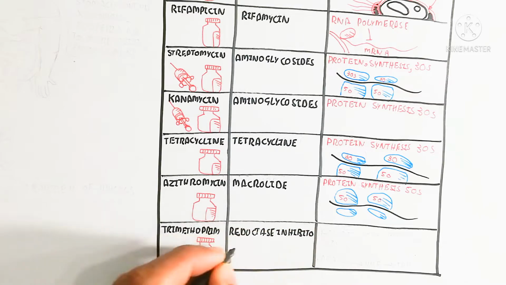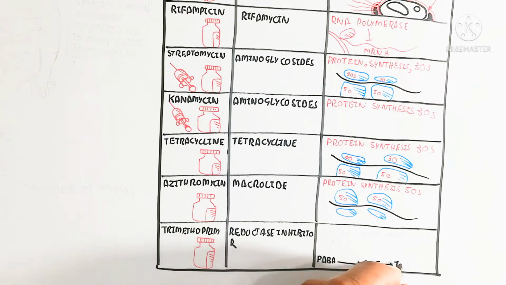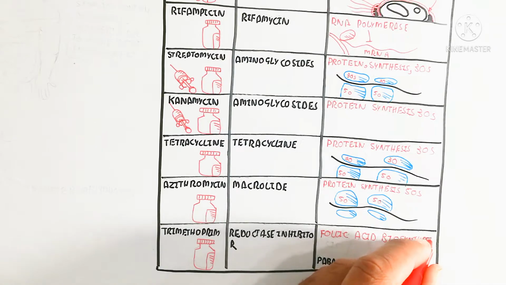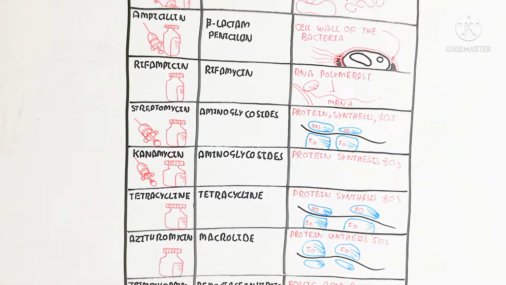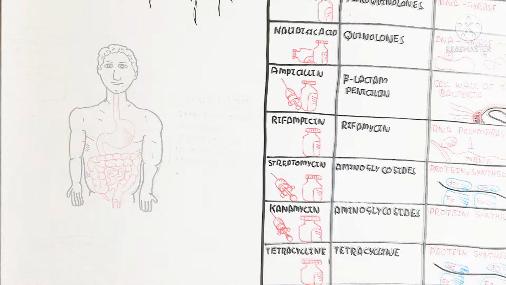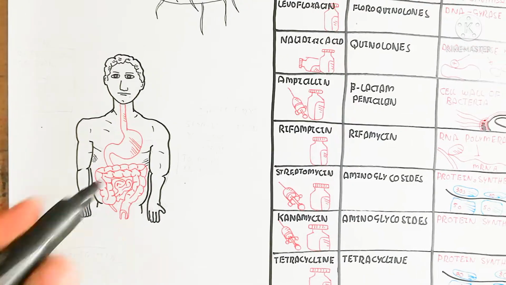The last one is trimethoprim, which is a reductase inhibitor class. In this way folic acid biosynthesis is inhibited. PABA enters the bacteria and is converted into dihydrofolate and tetrahydrofolate, which is ultimately inhibited by this reductase inhibitor class.